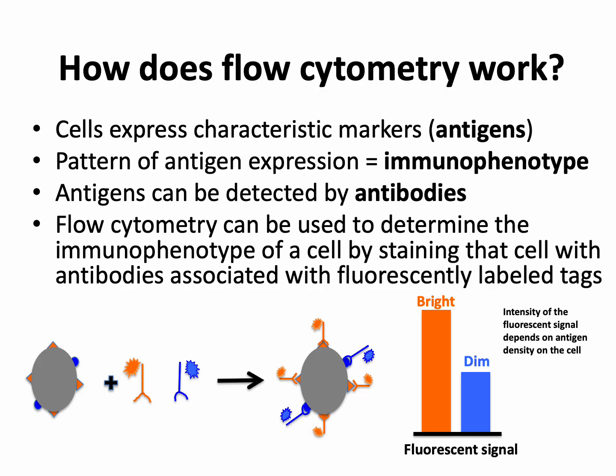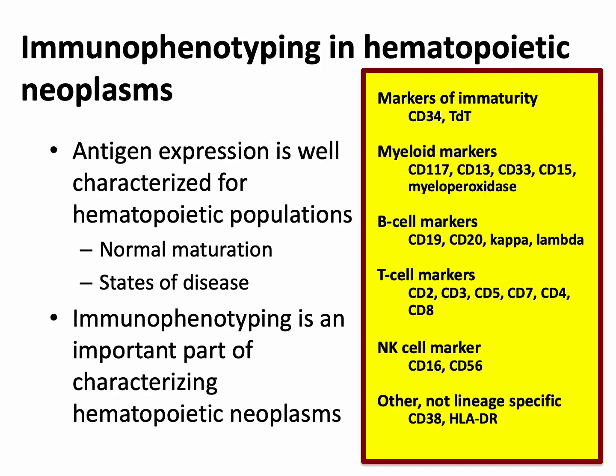We can then measure the expression of these different markers on the cell surface, and that will be recorded as fluorescence, which will be bright for the orange marker as we have 4 antibodies bound, and will be relatively dim for the blue markers. The intensity of the fluorescent signal that you see is going to depend on the antigen density on the individual cell. Now, using the method outlined on the prior slide, we can determine the immunophenotype of various cells.